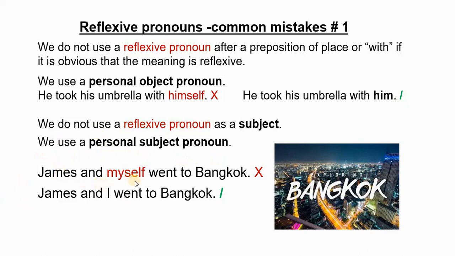James and myself went to Bangkok. This is wrong. We must say, James and I went to Bangkok. This is now correct. So here, we have used a reflexive pronoun, myself, but this is wrong because we need a subject here, right? This mistake is very common even with native English speakers. Alright? So be careful. You will hear and see this a lot, but this is a mistake.